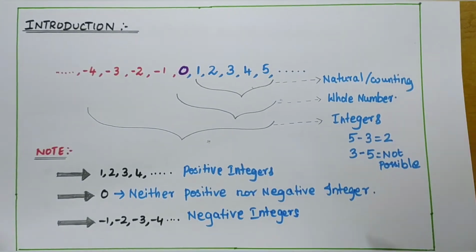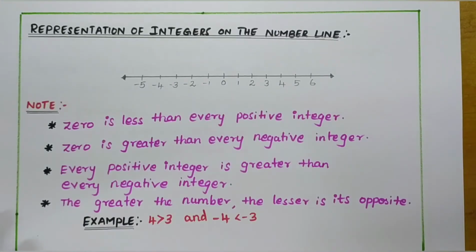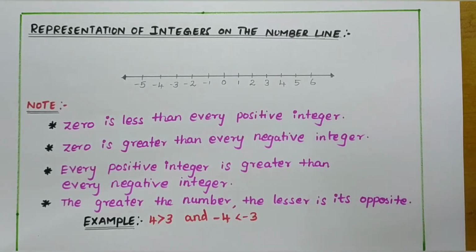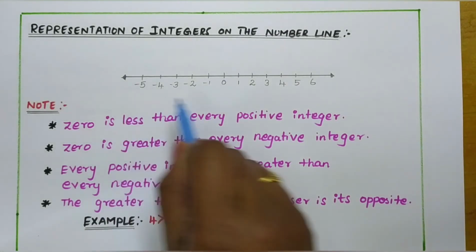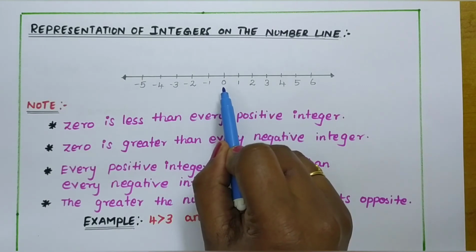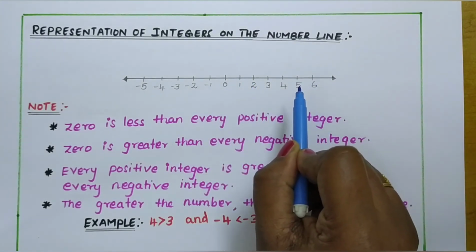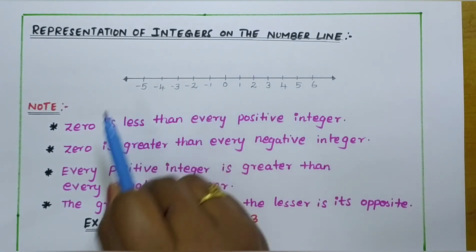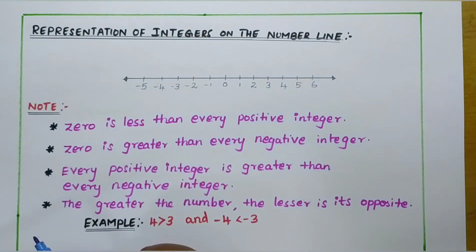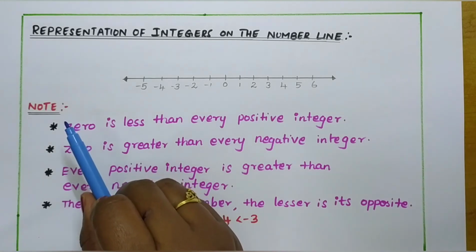Now, let us see the successor and predecessor and the representation of integers on the number line. First, let us start with the representation of integers on the number line. I have drawn a number line and marked 0 in between. Towards my right-hand side, I extended my positive integers. Towards my left-hand side, I extended my negative integers.